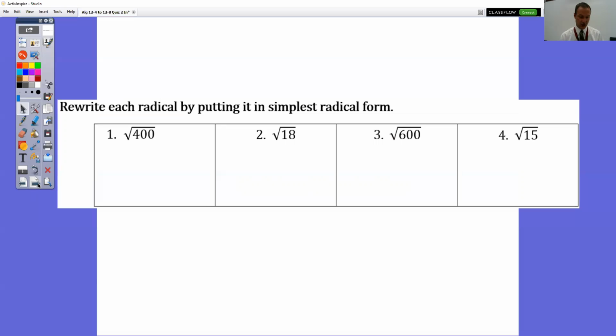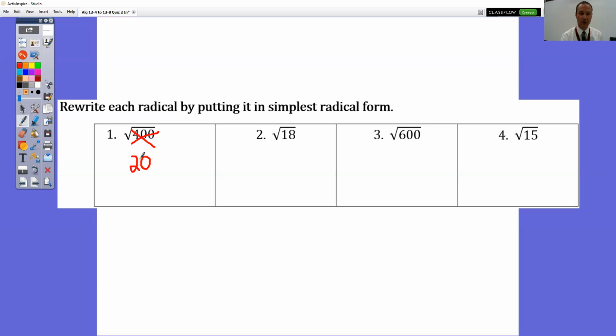By the way, the 23 questions that we're going to do right now look exactly like the questions on your quiz. All right, they look exactly like the questions on your homework as well. So when we take a look at number 1, what times what is 400? Well, 400 is actually a perfect square. So we can cross off the 400, bring out a 20 because 20 times 20 is 400.